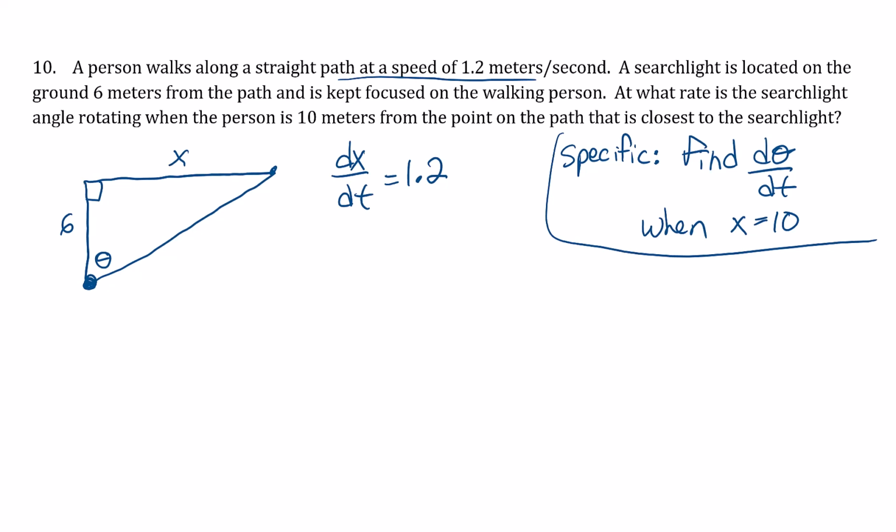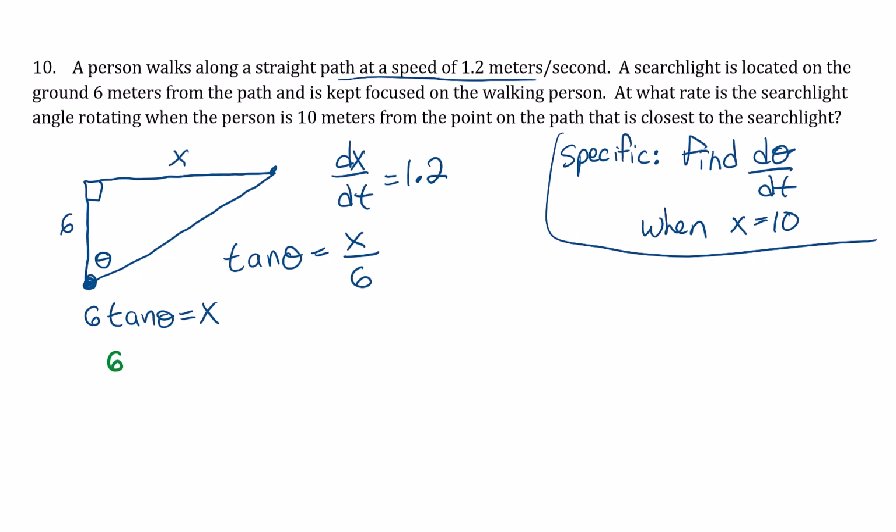Looking at the 6 and the x and the theta, I can see that's a right triangle, and the connecting equation then would be tangent of theta equals opposite, which is x, over adjacent, which is 6. And we could solve this for x, so we'll multiply the 6 over, so we have 6 tan θ equals x. So now we're going to take derivatives with respect to t of both sides.